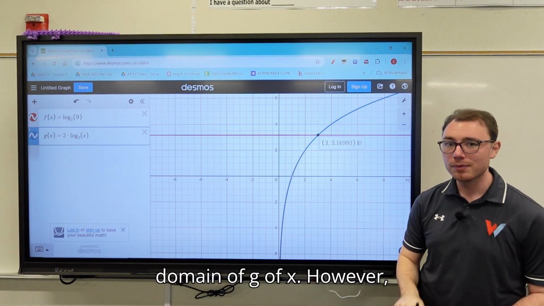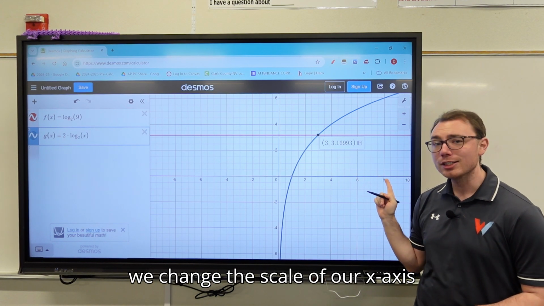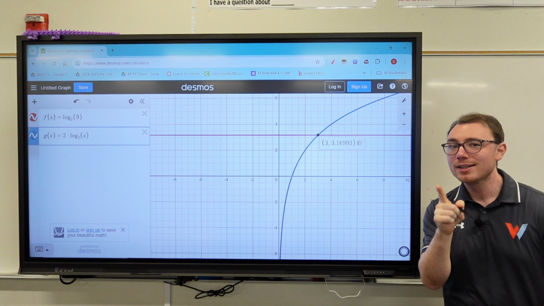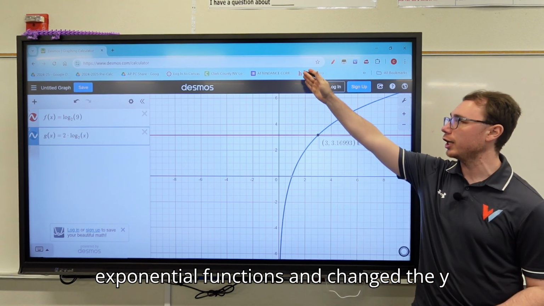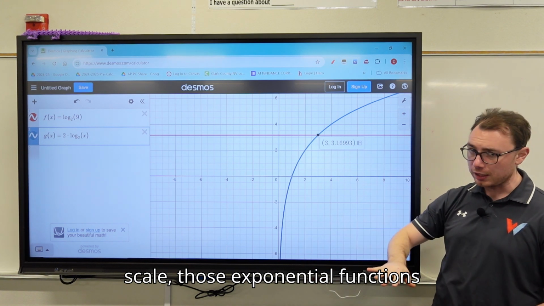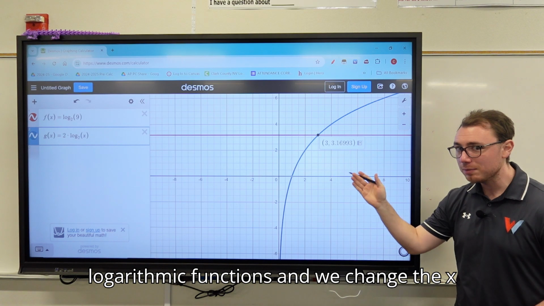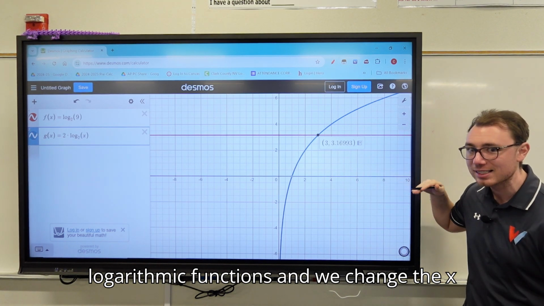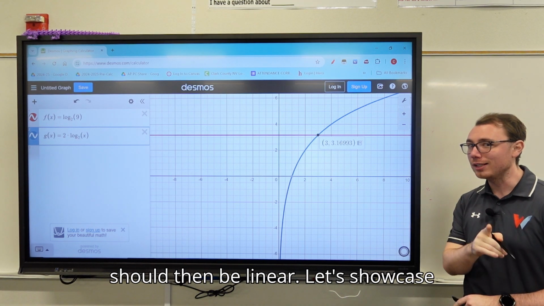However, I want to show you what happens when we change the scale of our x-axis to be logarithmic. When we looked at exponential functions and changed the y scale, those exponential functions turned linear. When we have logarithmic functions and we change the x scale to be logarithmic, those graphs should then be linear.